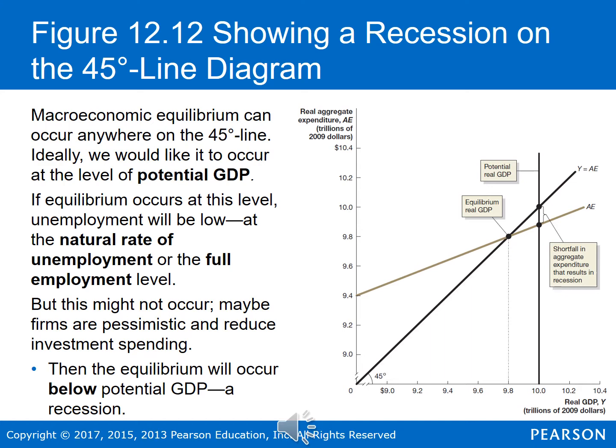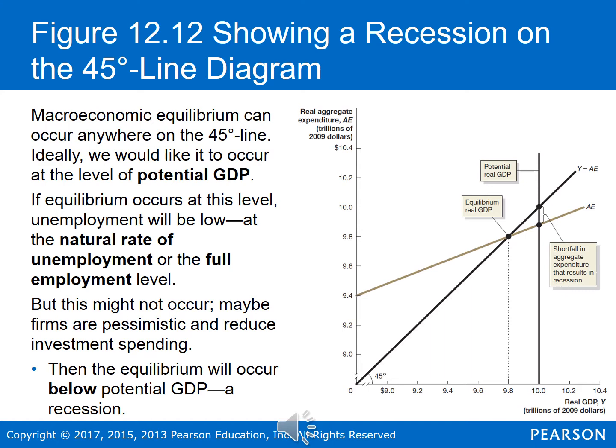However, for equilibrium to occur at potential GDP, planned aggregate expenditure must be high enough. And as we see in the figure here, if there's insufficient total spending, equilibrium will occur at a lower level of real GDP. In this situation, many firms will be operating below their normal capacity, and the unemployment rate will be above the natural rate of unemployment.